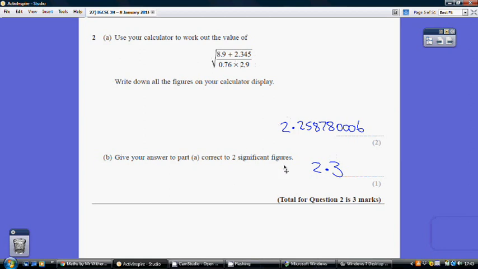Now with two significant figures, we write down two numbers that our calculator is showing. So 2 digits here. So 2 point something. Do we round this 2 up? Yes we do, because the next digit is a 5, so our final answer is 2.3.